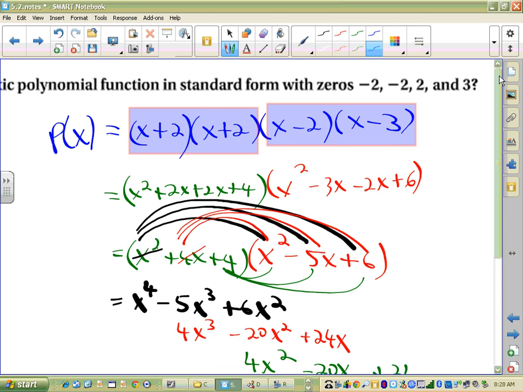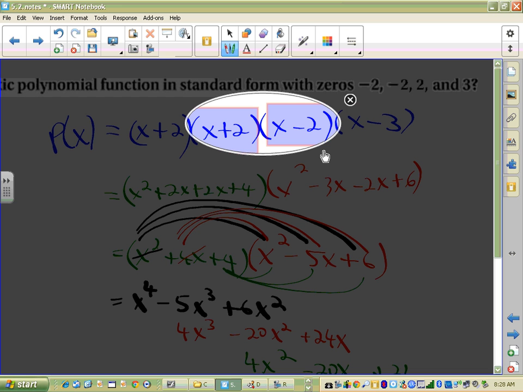What I could, there's a bunch of different ways I could have multiplied this. I could have multiplied that together first, and that would have just given me a binomial. I thought about doing that, but I said, well, let's just show one of these just to see how it would be done.